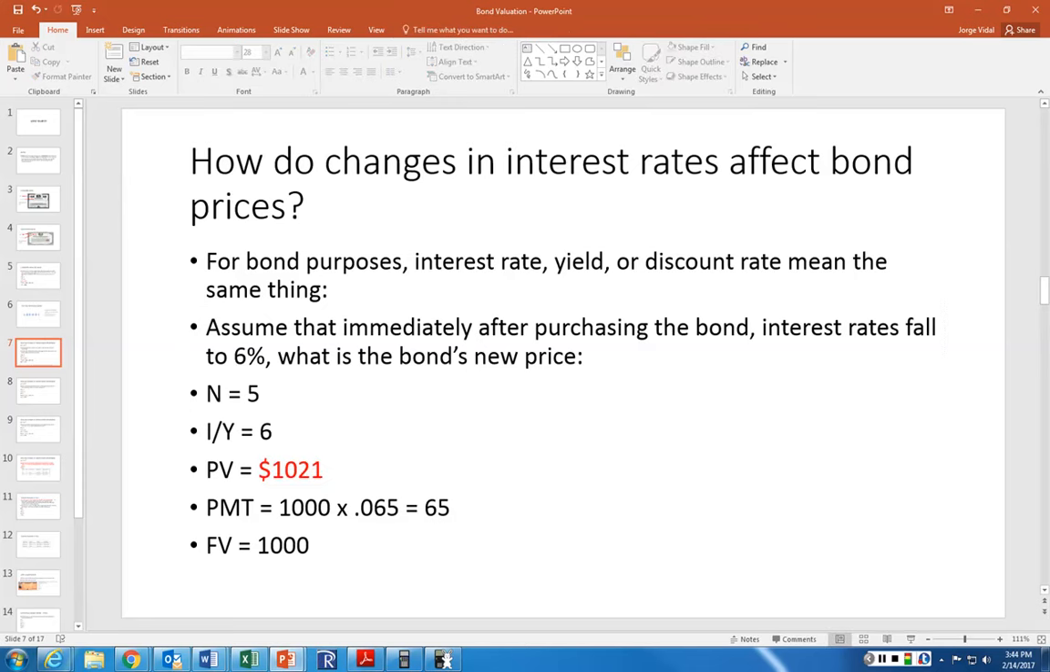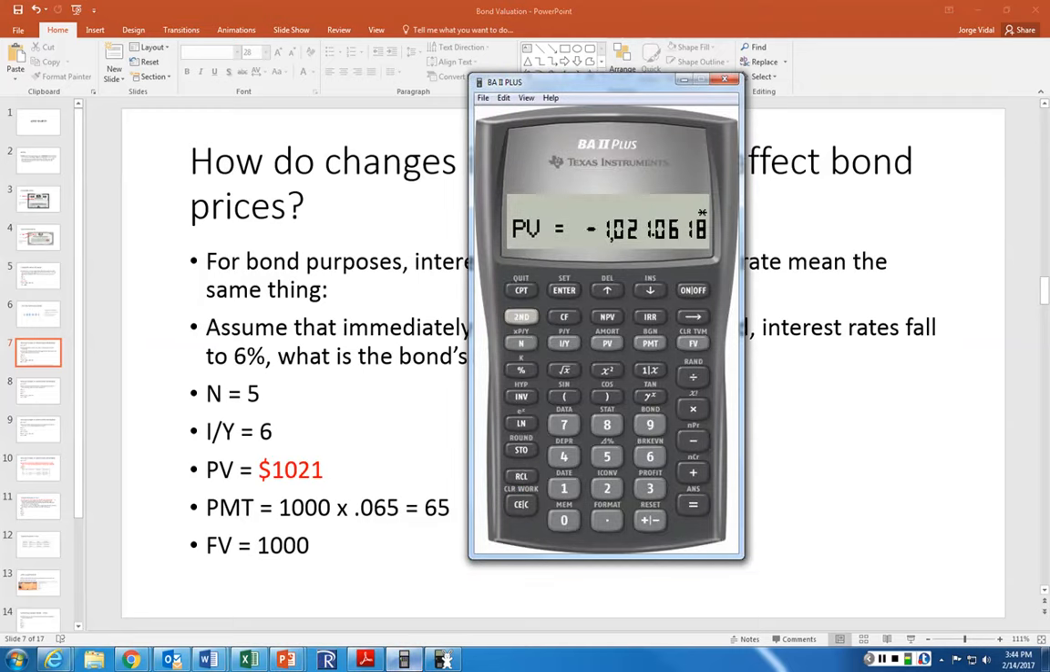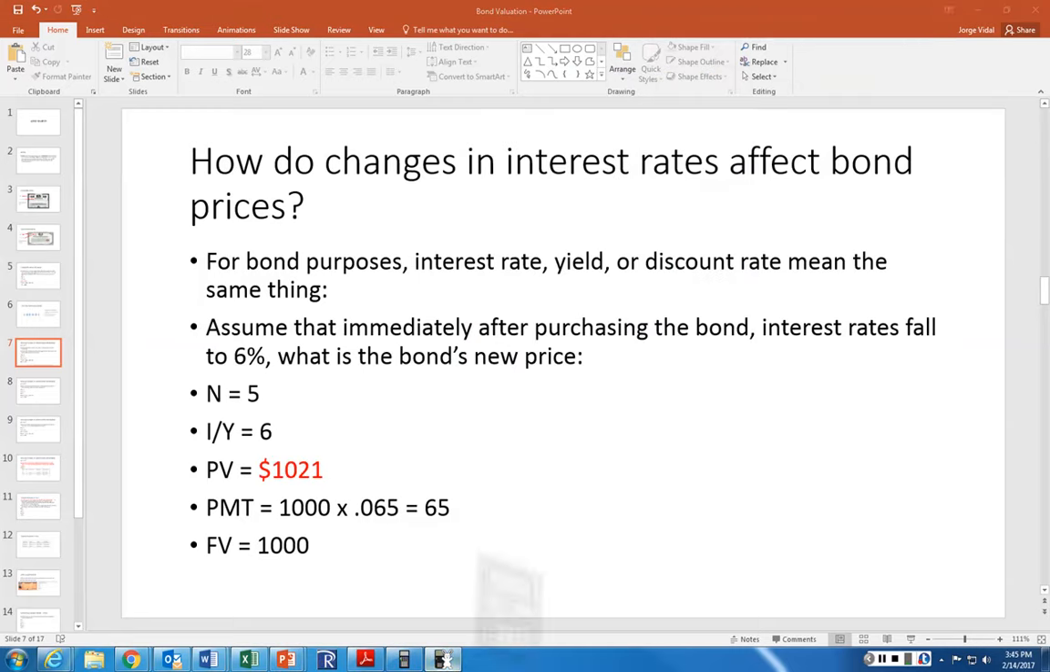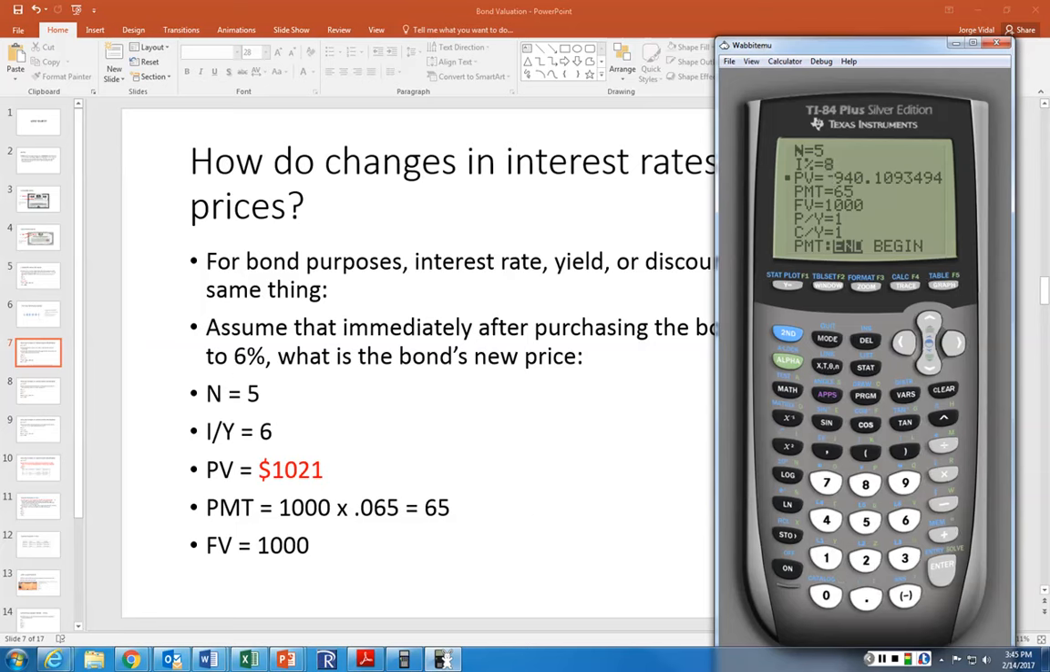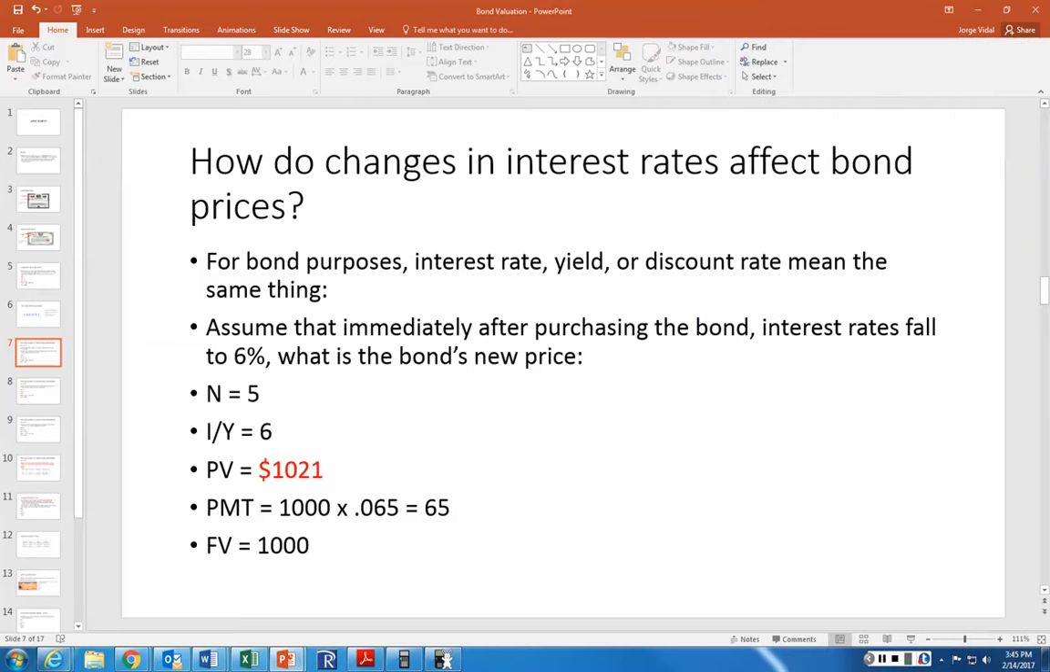Okay, so when rates fell from 8 to 6%, the bond price went from 940 to 1021. In this calculator, I% equals 6, present value, alpha, enter, 1021.